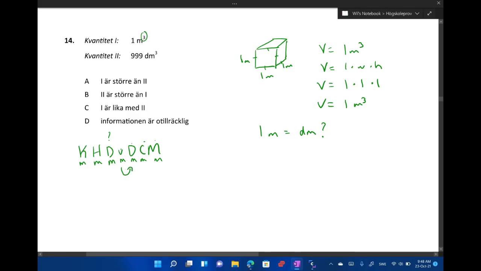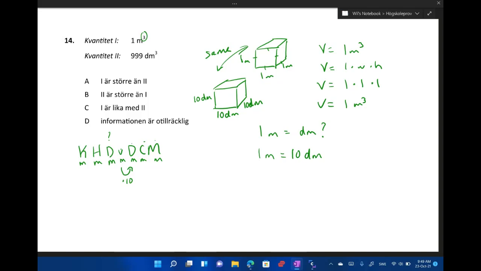When we go from one unit to the next, we can times by 10. So that means that 1 meter is actually going to equal 10 decimeter. So for our cube up here, instead of 1 meter, we can write it as 10 decimeter. So these are actually the same box, even though they don't look the same. They have the same measurement. 10 decimeters is the same as 1 meter.